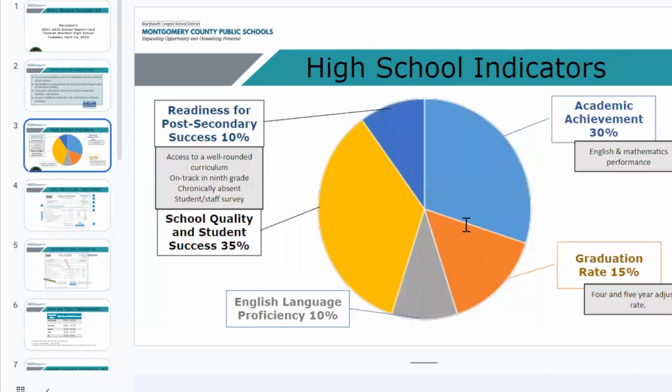The graph that you're going to see next shows the high school indicators specifically. As I mentioned before, this graph will look different at the different levels. But this graph is going to give you a sense of the different categories of indicators that are part of the Maryland report card, and how much they are weighted or how much they are worth. Certain indicators have more value or are a bigger percentage of what goes into determining how a school's report card is built.